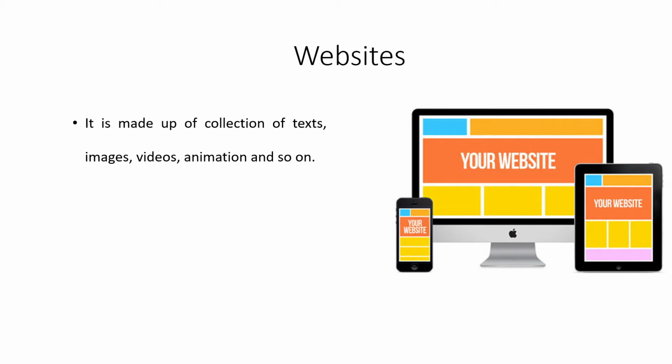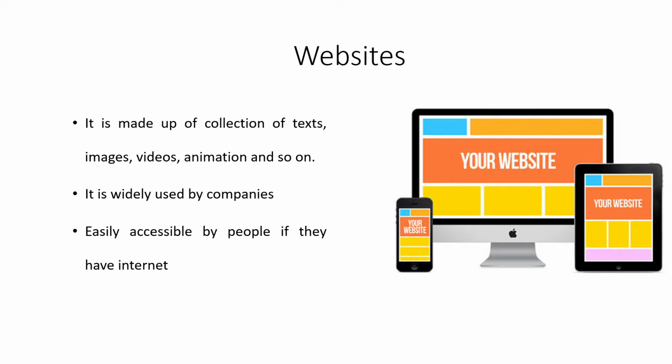Websites. So there are different types of websites. A website is made up of a collection of text, images, videos, animations, and so on. It is widely used by companies and is easily accessible by people if they have internet.